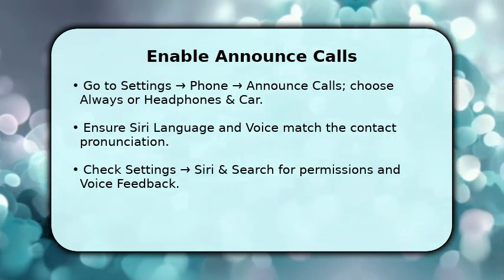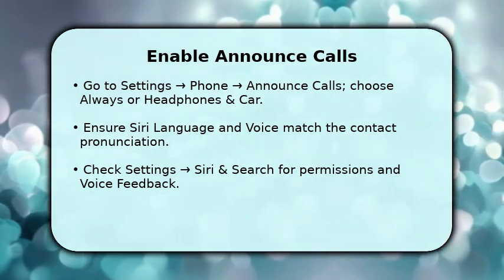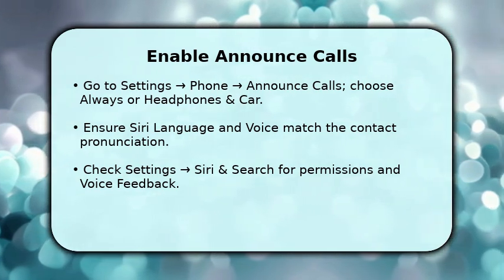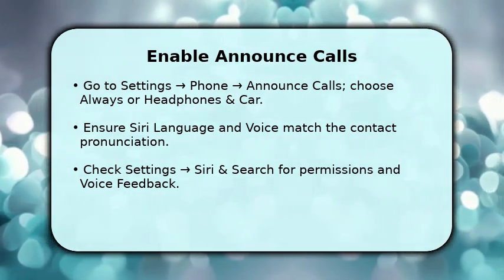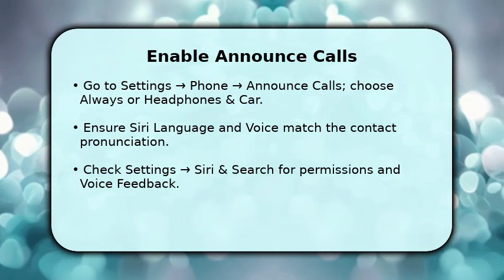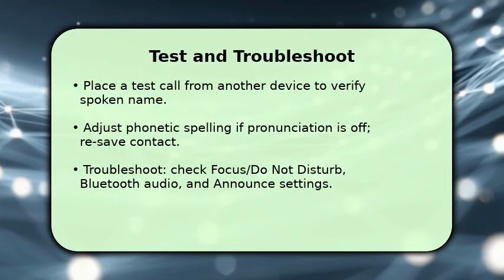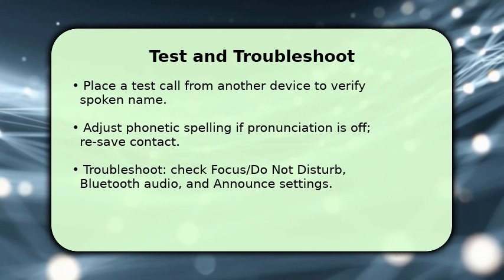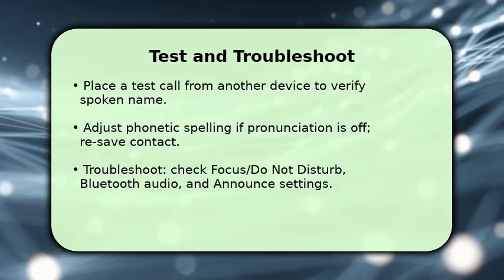Also enable voice feedback so Siri will speak even on silent. Once configured, incoming calls should trigger a spoken name based on the contact fields you set earlier. Finish by testing. Call your iPhone from another device and listen for the spoken name.